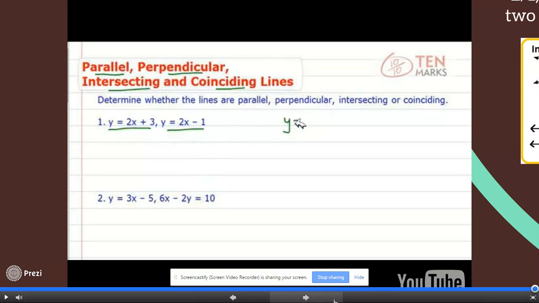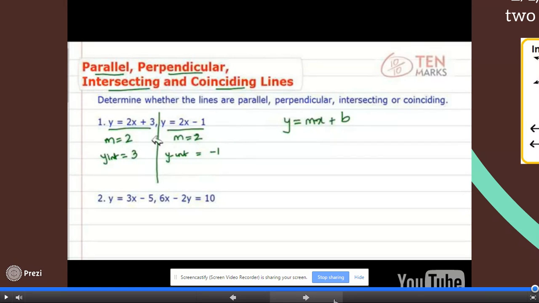We know the slope-intercept way of writing the equation of a line is y equals mx plus b. So let's look at both these lines. I'm going to do the calculations on both. What do we know? What is m? The slope equals 2. Here too, the slope equals 2. What is the y-intercept? Here it is 3. The y-intercept here is -1.